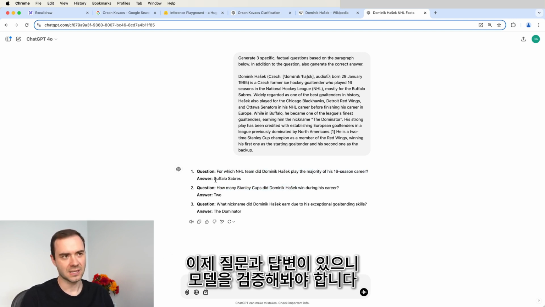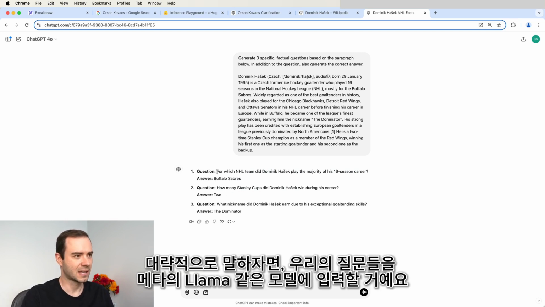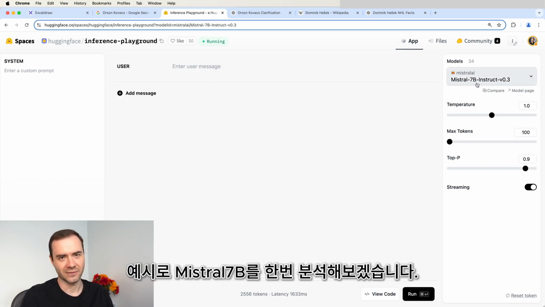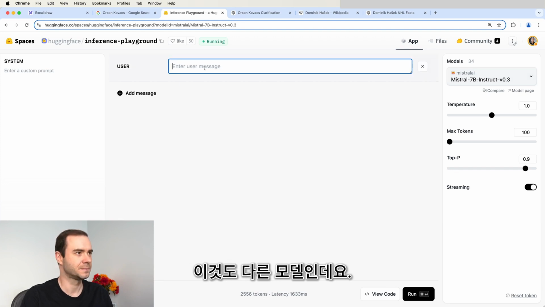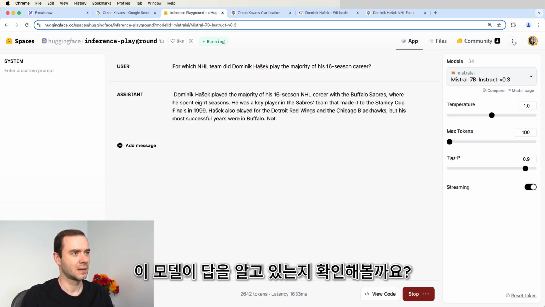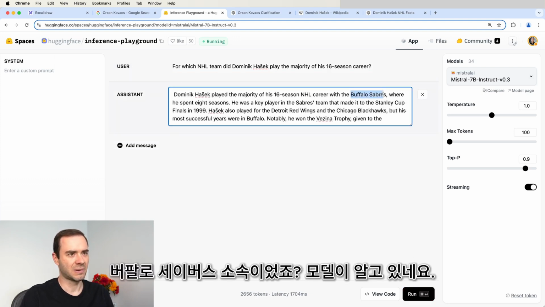Now we have some questions and answers, and we want to interrogate the model. Roughly speaking, we'll take our questions and go to our model, which would be, say, Llama in Meta. But let's just interrogate Mistral 7B here as an example. That's another model. Does this model know about this answer? Let's take a look.